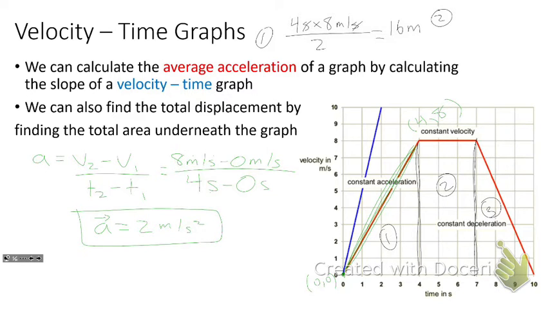For shape 2, it's just length times height, so we have 3 seconds times the height, which is 8 meters per second. Seconds cancel again, then we get 24 meters for shape 2. And for shape 3, it's a triangle, so our base is 3 seconds times the height, which is 8 meters per second, and we divide by 2. Seconds cancel. 3 times 8 is 24, divided by 2 is 12 meters. The last thing we need to do is add those up. 16 plus 24 is 40, plus 12 is 52. So the total displacement is equal to 52 meters.